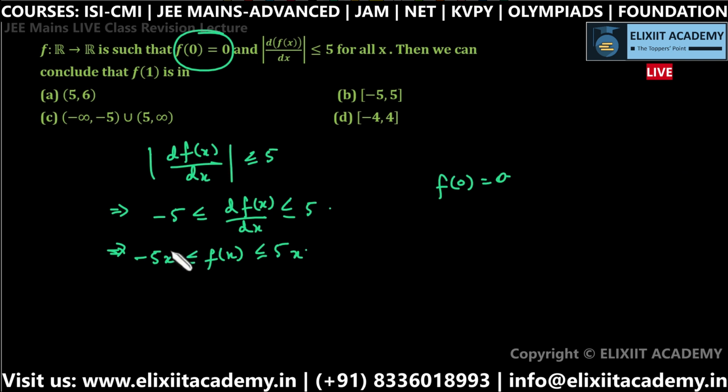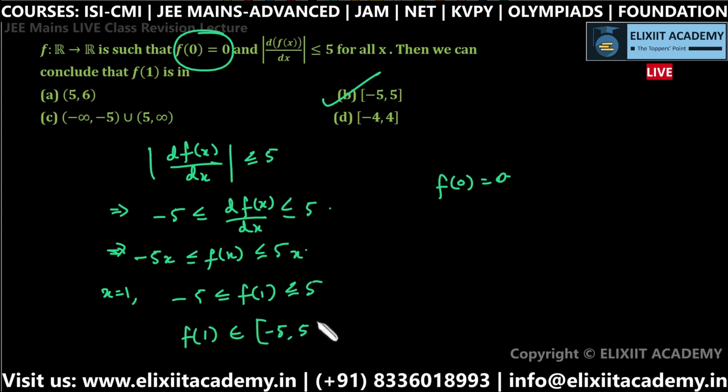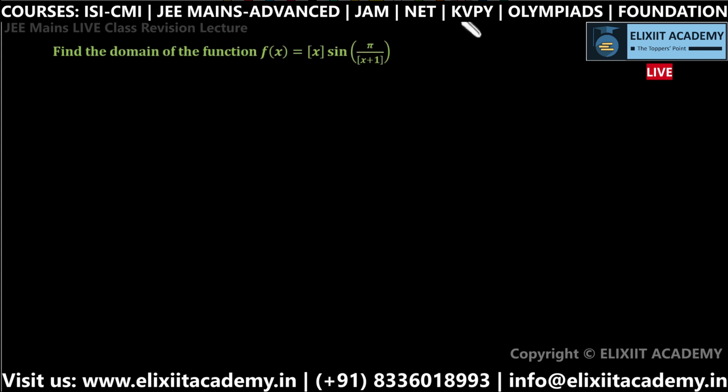Now we can simply find in which interval f of 1 lies. For f of 1 to lie in some interval, you simply put x equal to 1. If you put x equal to 1, this is -5 less than or equal to f(1) less than or equal to 5. So option B is correct, because this means f of 1 belongs to the closed interval -5 to 5. Option B is correct.